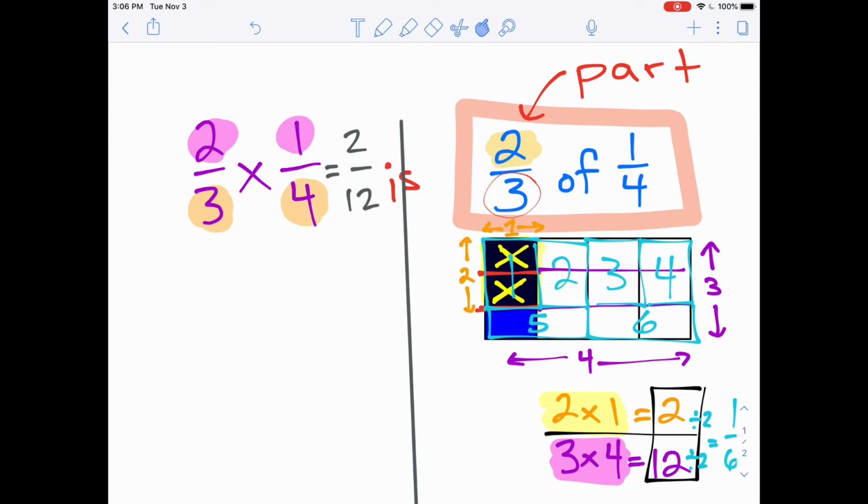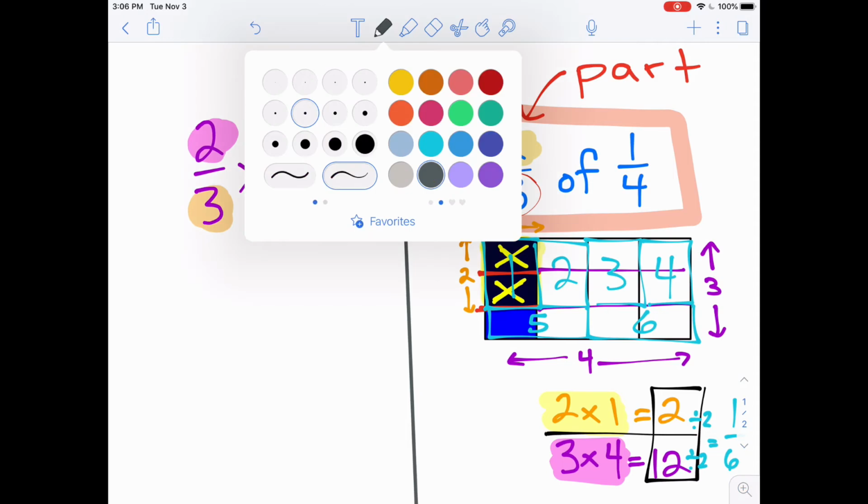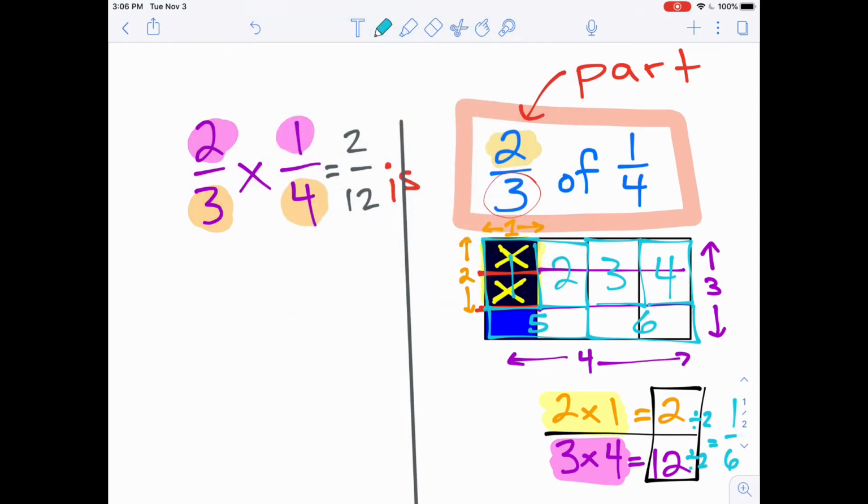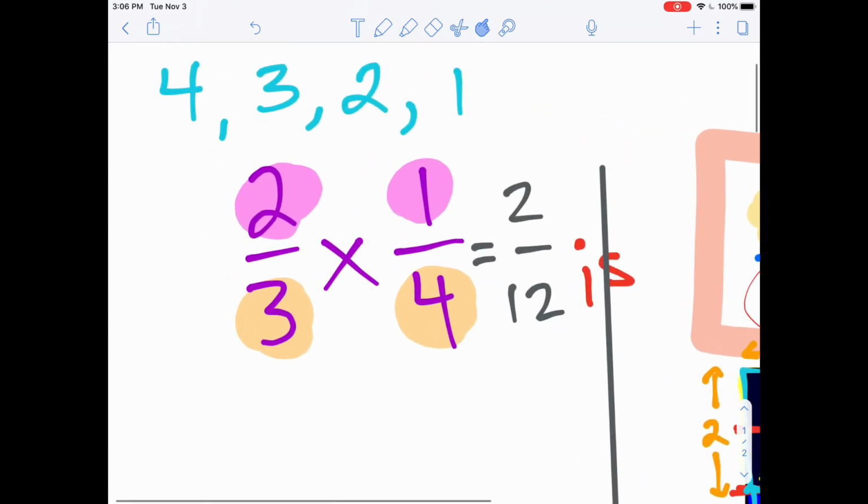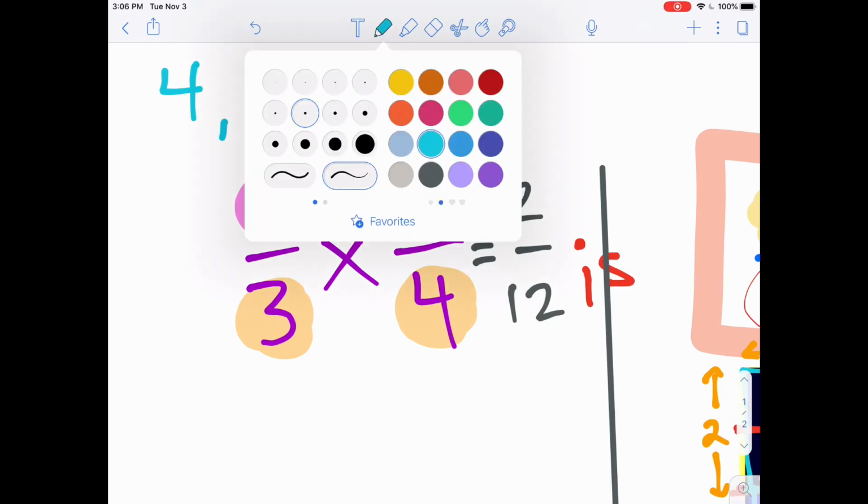So the biggest number in this group is 4. That means I'm going to try to divide by the biggest number, 4, then I'm going to try to divide by 3, then I'm going to try to divide by 2, and then I'm going to try to divide by 1. Okay, so in this problem, I'm looking for an orange number and a pink number that I can divide by the same number. But I'm going to start with this big number of 4.